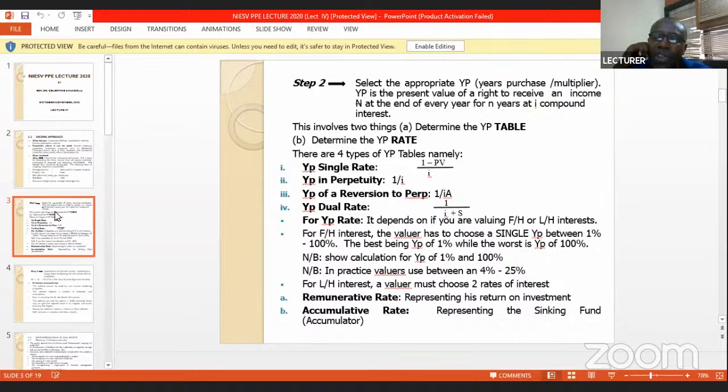And such reversion is valued with YP of a reversion to perpetuity, which is 1 over IA.